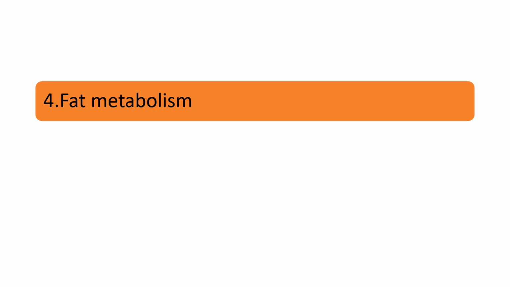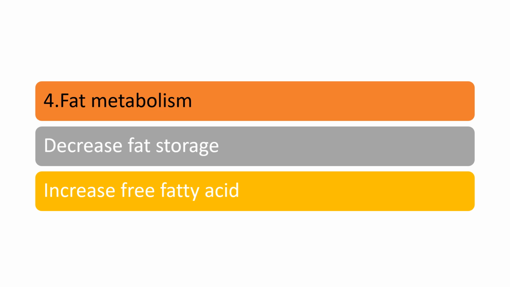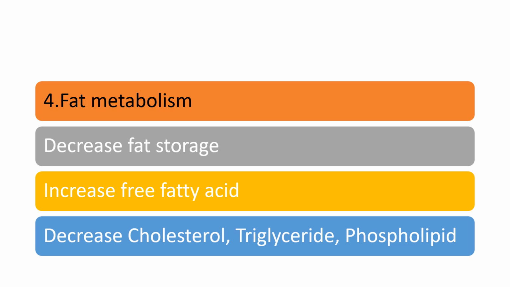Effect of thyroid hormone on fat metabolism. It mobilizes the fat storage. The fat is converted to free fatty acids, increasing the free fatty acid level in the blood. At the same time, it also decreases the cholesterol, triglyceride, and phospholipid level.